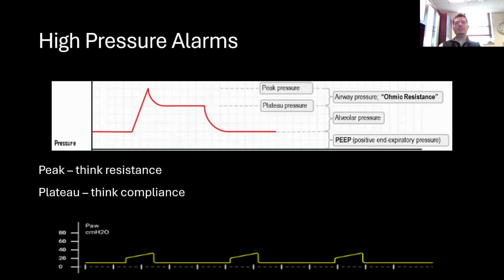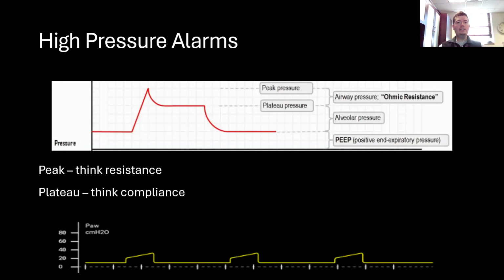In my experience, this is probably the most common alarm going off on a ventilator. And the process is pretty straightforward and starts with checking a plateau pressure. It's helpful to have a simplified idea of what peak and plateau pressures each represent. It's more complicated than this, but an easy way to think about it is that a peak pressure is an indicator of airway resistance, and a plateau pressure is an indicator of lung compliance.